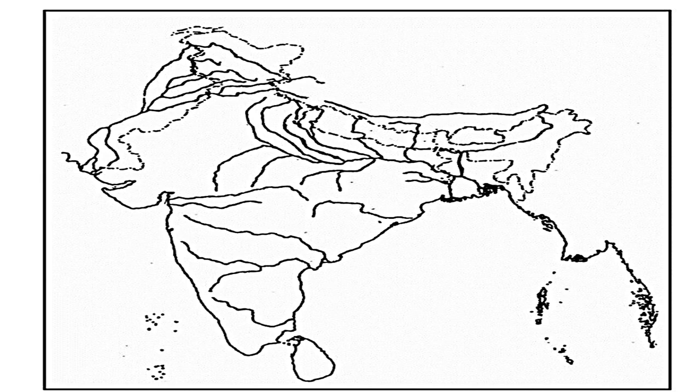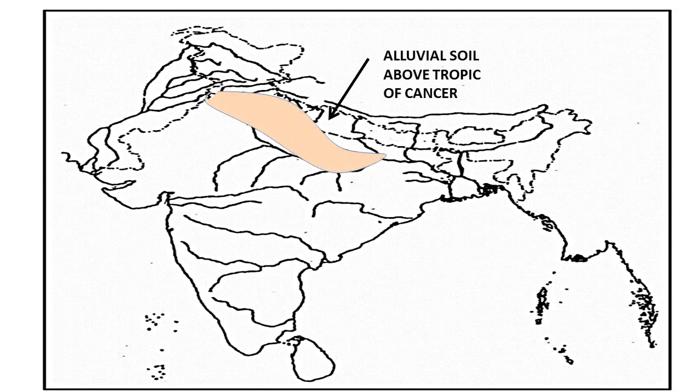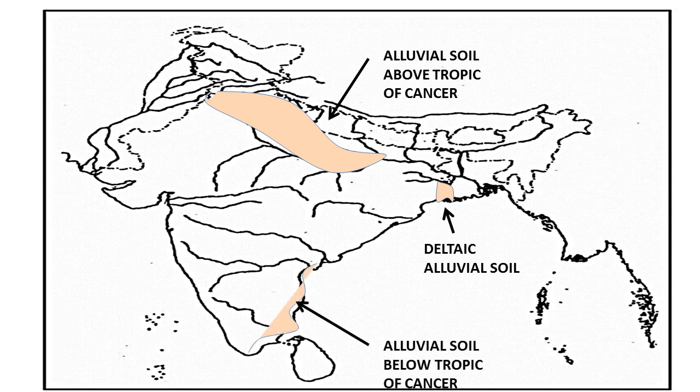Remember children, you have to learn one area above the Tropic of Cancer and one area below the Tropic of Cancer. Let's start with alluvial soil. Above the Tropic of Cancer, alluvial soil is mainly found in the Indo-Gangetic plains. It is found in the deltas of Ganga-Brahmaputra rivers. It is also called deltaic alluvial soil. In South India, or below the Tropic of Cancer, alluvial soil is found in the deltas of Godavari, Krishna and Kaveri.